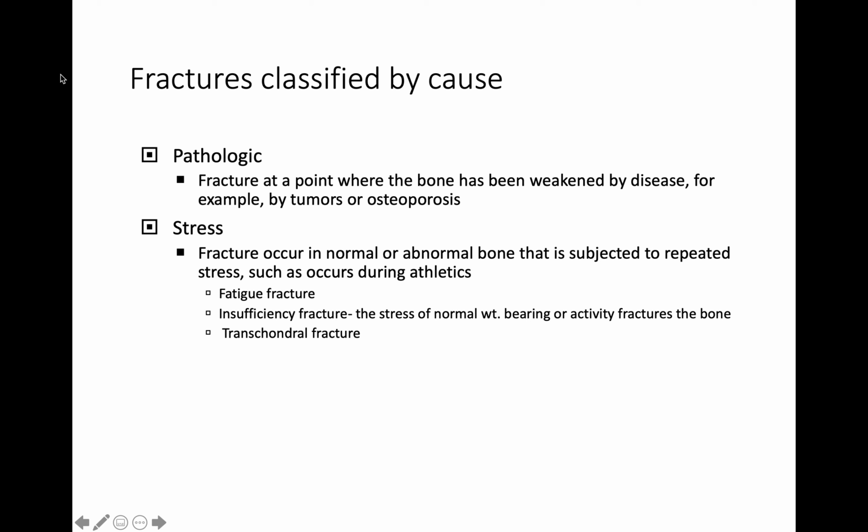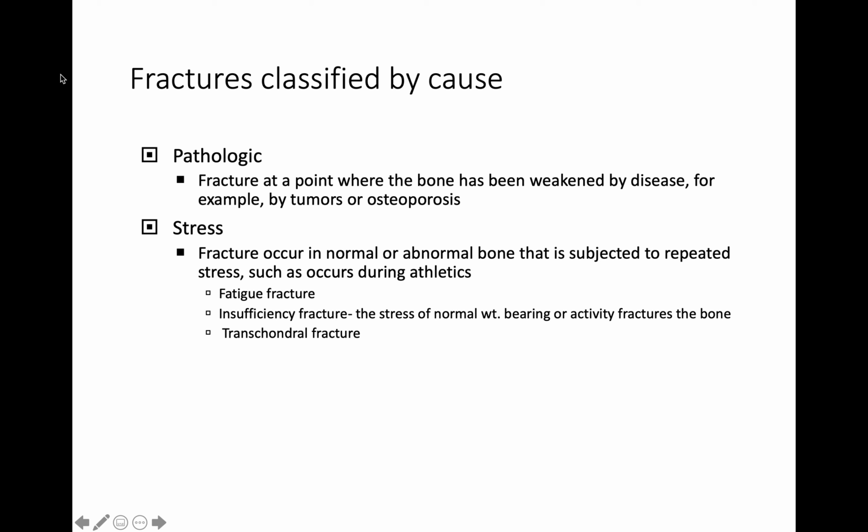And then an insufficiency fracture is a stress fracture that occurs in bones lacking the normal ability to deform and recover. A fracture can occur as a result of normal weight bearing or activity, such as in rheumatoid arthritis, which we're going to look at today, osteoporosis, Paget disease, osteomalacia, rickets, hyperparathyroidism, radiation therapy, all cause bone to lose its normal ability to deform and recover.